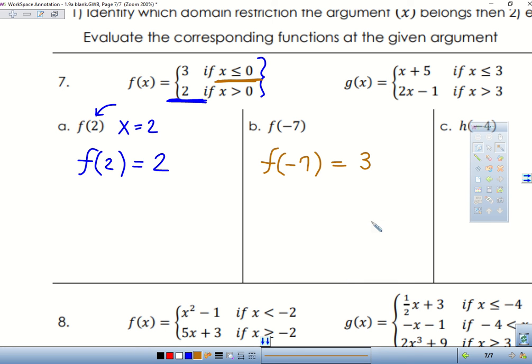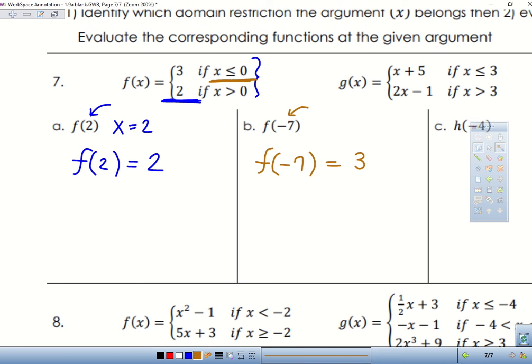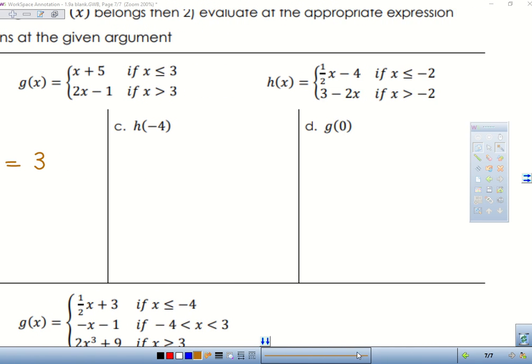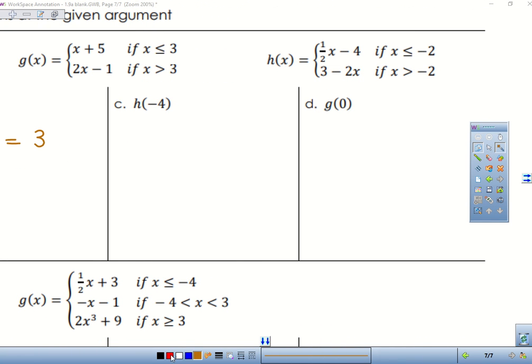No, it's okay. Do you understand why it's 3? No, to be honest. Oh, because you just picked the top one. Because -7 is less than 0. I use that domain to tell me which function to use. Does that make sense? Yes. Okay. Oh, I didn't realize that you're just supposed to match the set to the first letter. Oh, I jumped the gun. Yeah, that's okay. I almost did the same thing when I made my key.